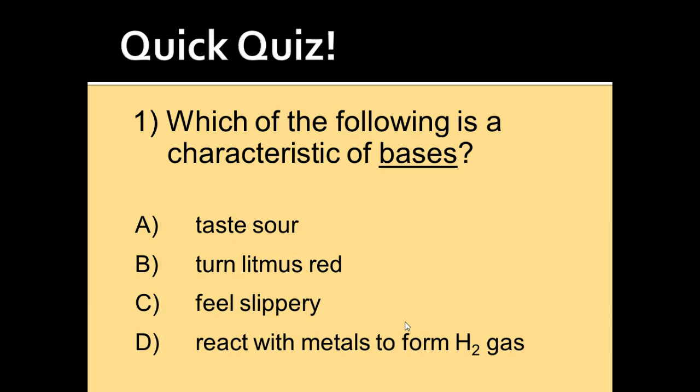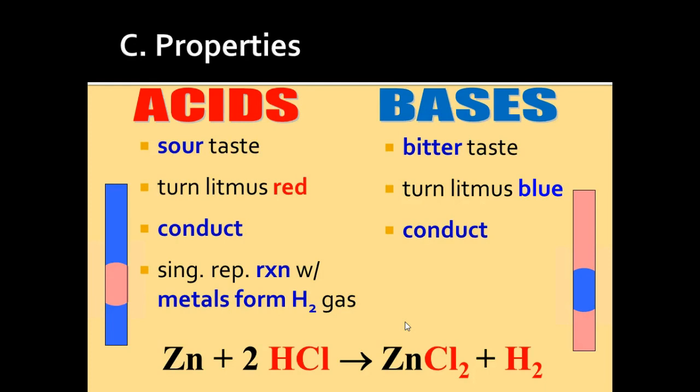So let's go back. Okay, so here are the properties of acids and bases. Acids taste sour, just think of lemon juice. They turn litmus paper red, they conduct electricity, and they form hydrogen gas when reacting with metals. Then we have bases, which have a bitter taste, turn litmus paper blue, conduct electricity pretty well, and the last thing is that they feel slippery. So for bases, just think of soap. Soap tastes bitter and feels slippery. And for acids, think of lemon juice that tastes very sour.